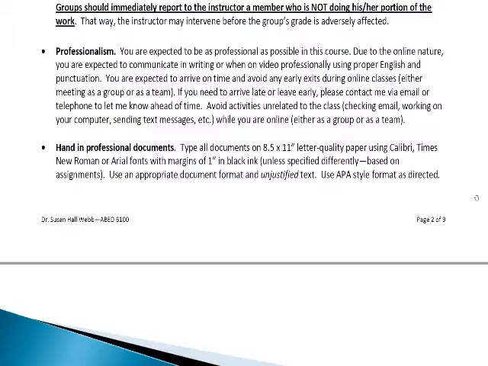Also, when you meet with your team or you meet with us synchronously, you want to make sure that you arrive on time, that you avoid any early exits. If you do have to arrive late or leave early, let your team know or let me know ahead of time. Also, when you're in your team meeting or when you're dealing with a professor, myself, make sure that you avoid any activities unrelated to the class. Tell people in your family and around you that you're going to be unavailable. Avoid checking emails, sending text messages, and so on.